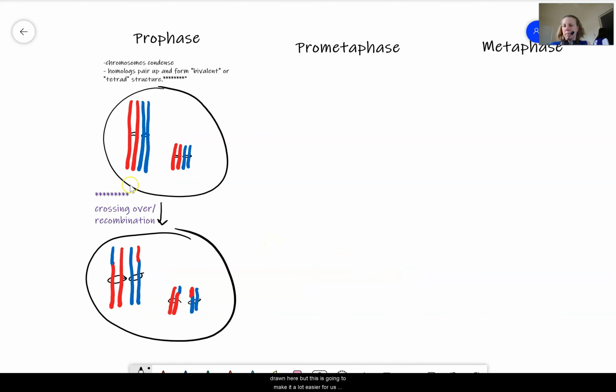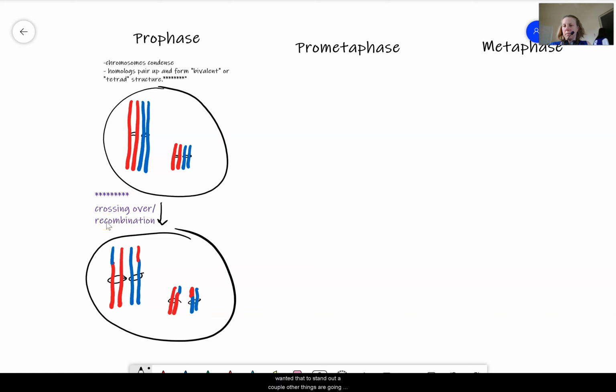Okay, so this crossing over event is going to occur here in prophase 1 of meiosis, and I marked it in purple because it's one of those very special things for meiosis, and it's really important for generating genetic diversity. So I wanted to point it out, and I wanted that to stand out.